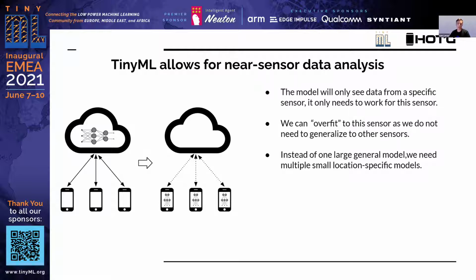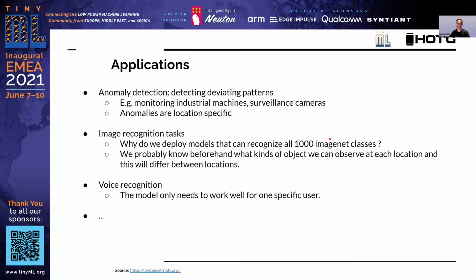In this presentation, we would argue that in some cases it's useful to have a large set of different models, probably all sharing the same architecture, but trained on slightly different data. A large set of models that are each specialized in a single location, instead of having one big general model that can generalize to all these different locations. There are a lot of applications that could benefit from such an approach.